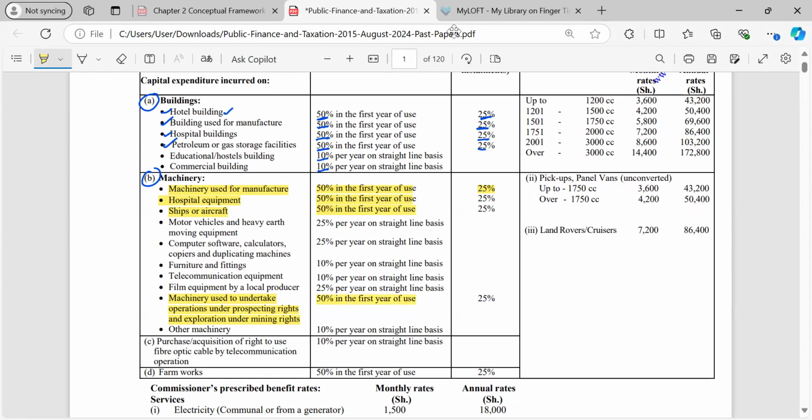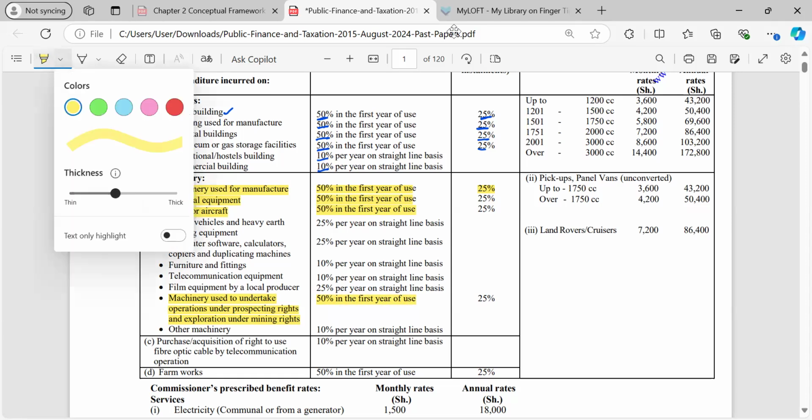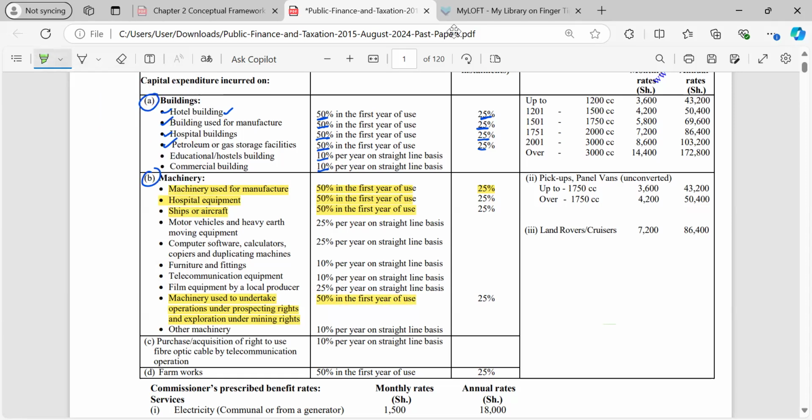Then the second category are those machinery which qualify only for 25% on straight line basis. Which machinery are these? Motor vehicles and heavy earth moving equipment. All types of motor vehicle, in other words, qualify for 25% on straight line basis. Computer software, calculators, copiers, duplicating machines, they qualify for 25% on straight line basis.